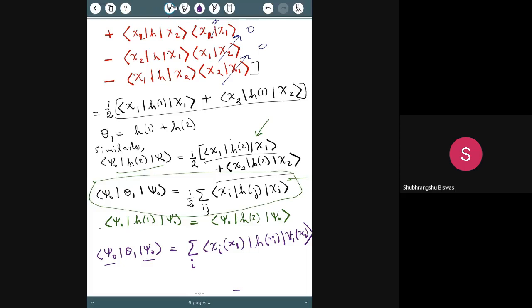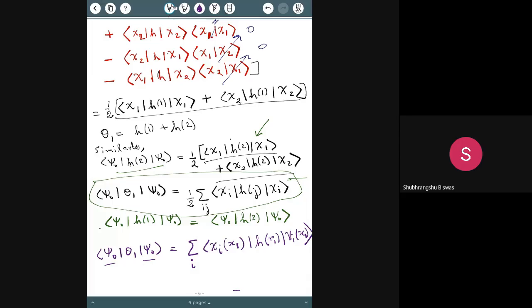Which electron I am talking about in my operator: H basically contains, let's say, a differential operator. So whether I call it a differential with respect to the coordinates of electron 1 or with respect to the coordinates of electron 2, that does not matter when my state is the same.